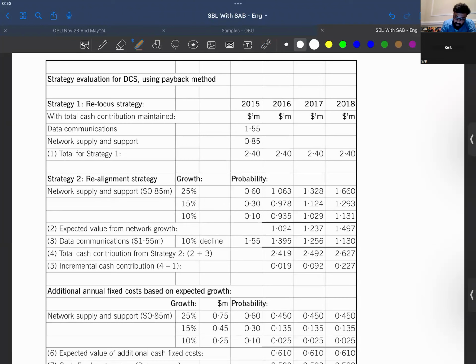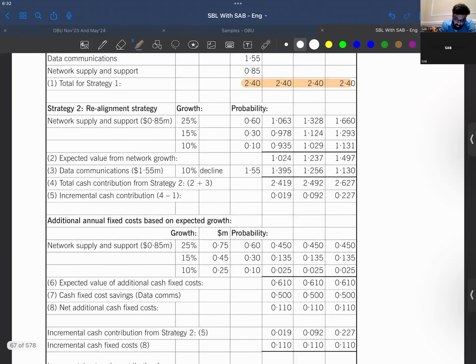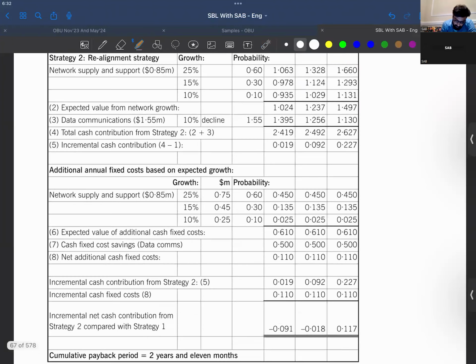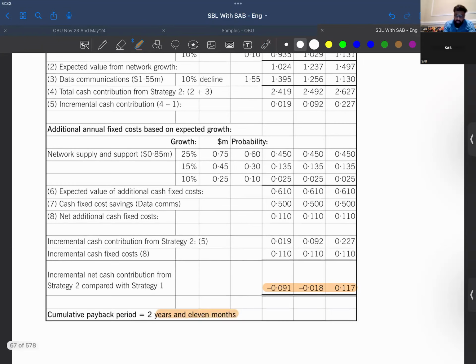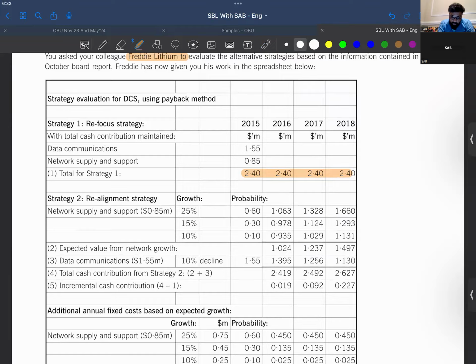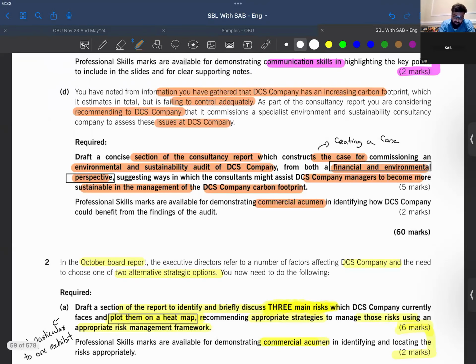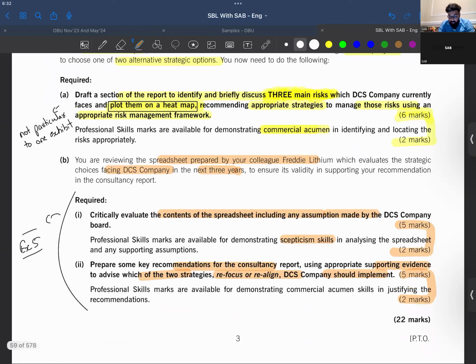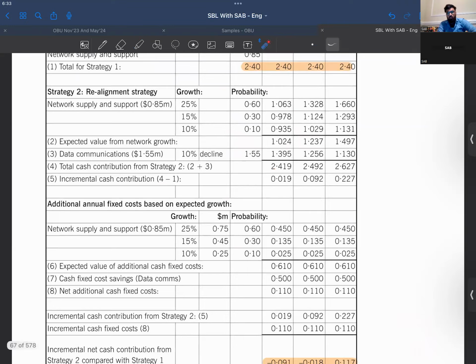So total for strategy 1, we are going to earn this, and total for strategy 2, we are going to earn this. So here it is, strategy 2 compared with strategy 1, and now we have to understand this Excel because it was one of the questions, if you remember. They've asked you to critically evaluate first the spreadsheet, including any assumptions made, and then you have to provide recommendations for refocusing and realigning, right? So let's look into this.